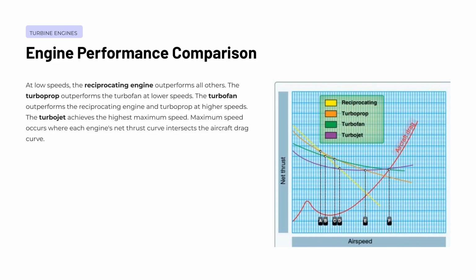A critical concept to understand here is how maximum speed is determined for each engine. It occurs at the point where that engine's net thrust curve intersects the aircraft's drag curve. Beyond that intersection point, drag exceeds available thrust and the aircraft cannot accelerate further. This comparison reinforces why engine selection is directly tied to the intended operational speed range of the aircraft.